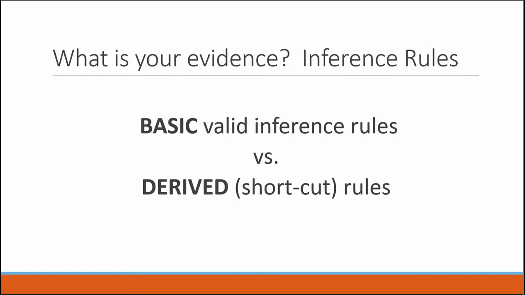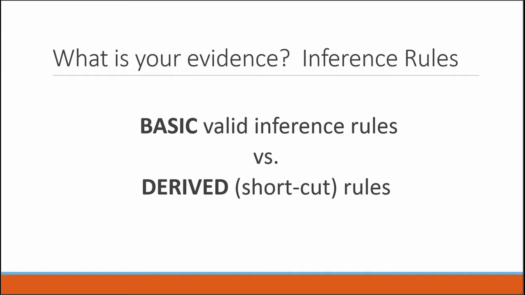Okay, so let me say something about inference rules, because you might be thinking, how do I know that the inference rule is valid? What guarantees the validity of the inference rule? We can divide inference rules or patterns or forms of inference into two different kinds. We have basic valid inference rules and derived inference rules. Basic inference rules are patterns of inference whose validity we can't prove using other more basic patterns of inference.